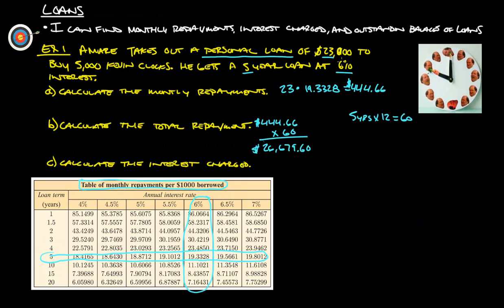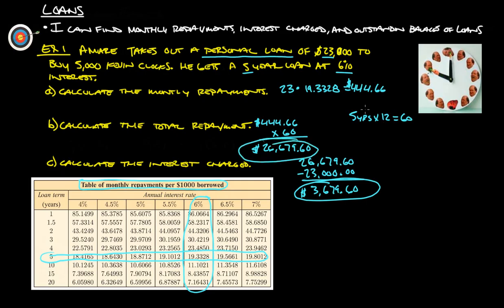Okay. So they borrowed 23,000. Now they have to pay back 26,000 because there's obviously interest. And it says now calculate the interest charge. So we simply take the 26,679.60 and subtract the 23,000 that we got as a loan to pay for these wonderful clocks. Huge money maker, I'm sure. And then we simply do the math to see that there was $3,679 in interest.